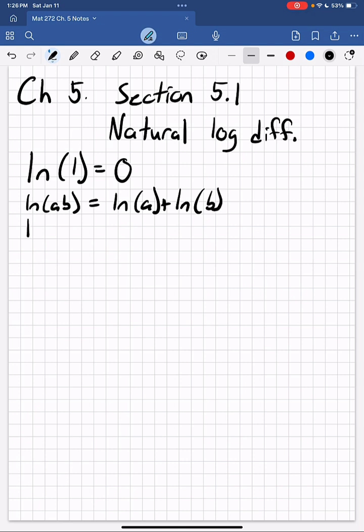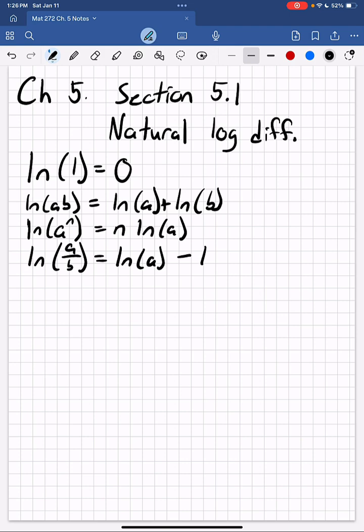Then I have the power. So if it's being raised to a power, then I can pull the power out front and multiply it by whatever's inside the natural log. And if I have division, then the natural log of A divided by B is equal to the natural log of A minus the natural log of B. All right.